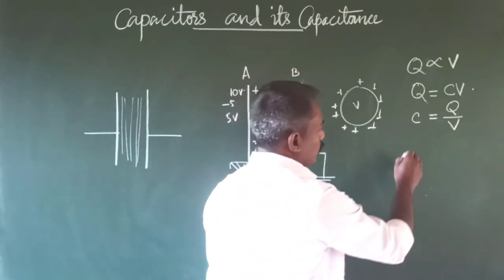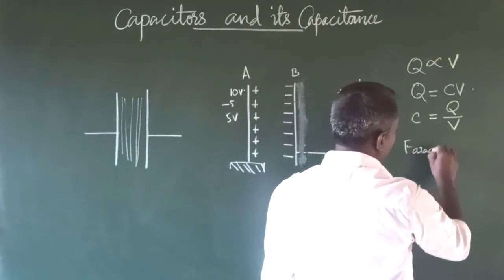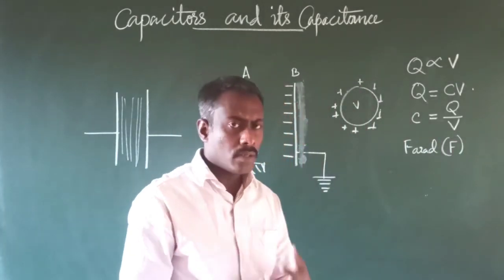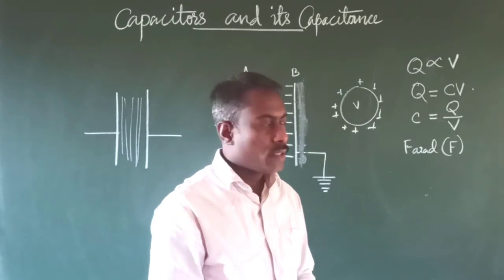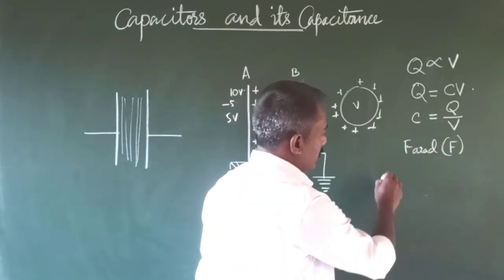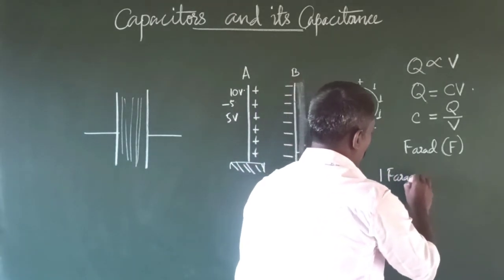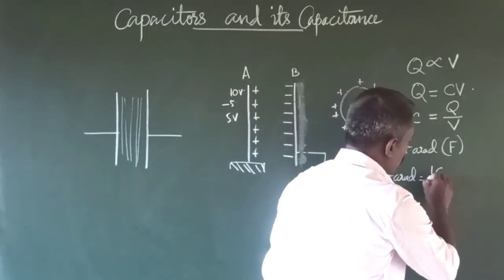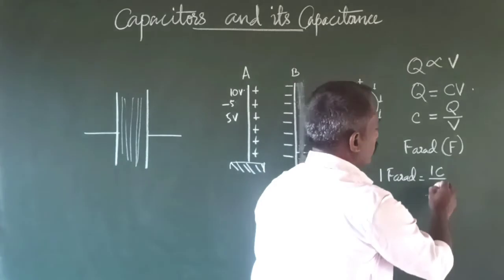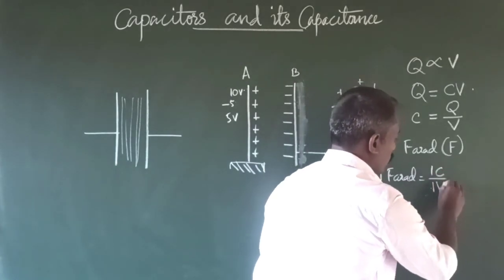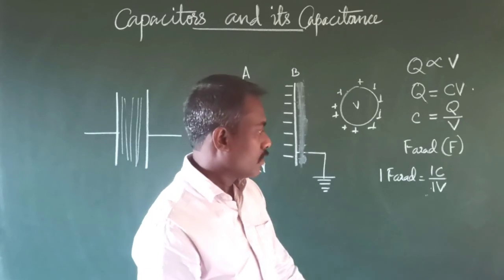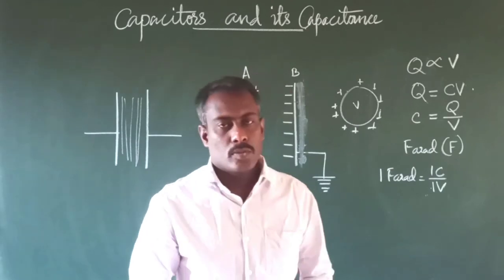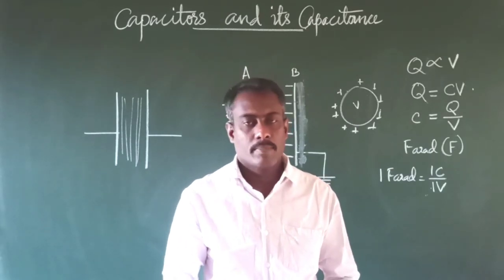The unit of capacitance is known as farad, denoted by the capital letter F. How can we define the farad? As per the equation, 1 farad is when 1 coulomb of charge is stored in a conductor at 1 volt of potential. So 1 farad is equal to 1 coulomb divided by 1 volt. This is how the capacitance of a capacitor is defined.